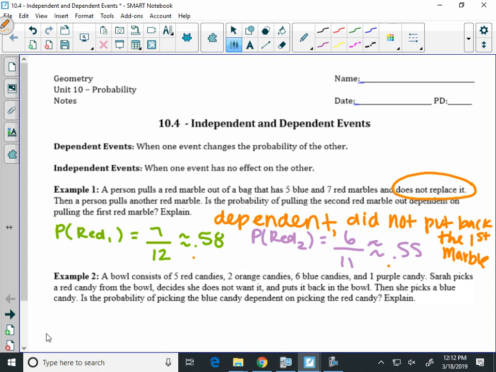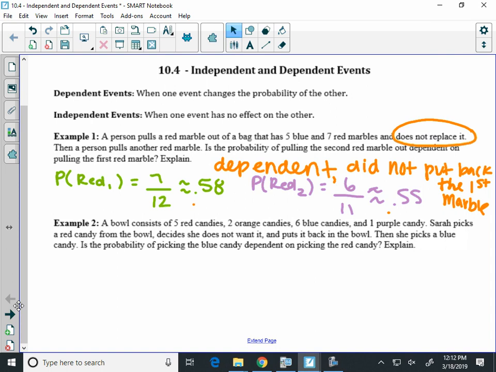So we take a look at example 2. Example 2 says a bowl consists of 5 red candies, 2 orange candies, 6 blue candies, and 1 purple candy. Sarah picks a red candy from the bowl, decides she doesn't want it, and puts it back in the bowl. Then she picks a blue candy. Is the probability of picking a blue candy dependent on picking a red candy?